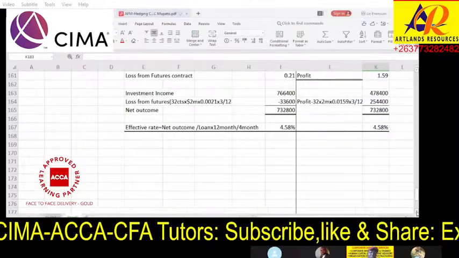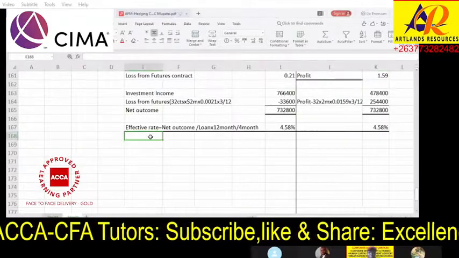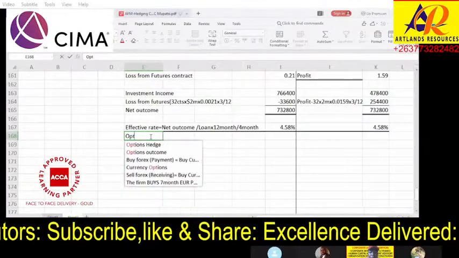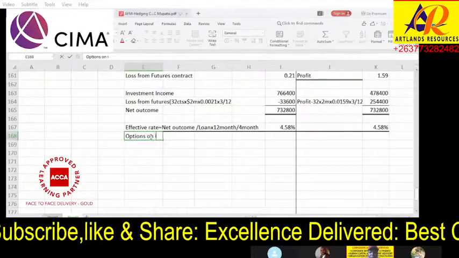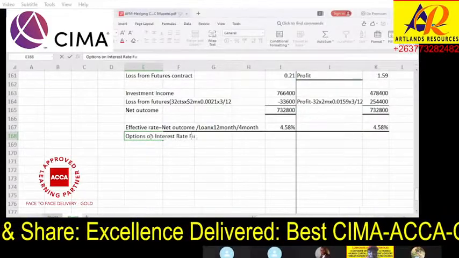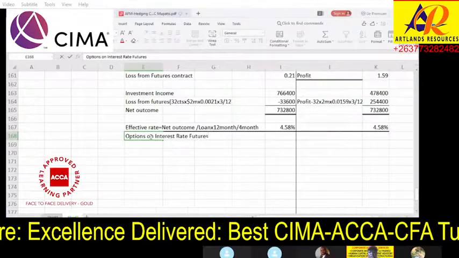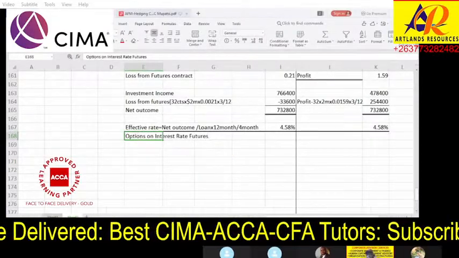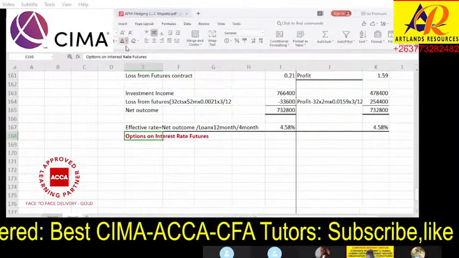Now, options on interest rate futures. How do you navigate these options on interest rate futures? So it is like this.